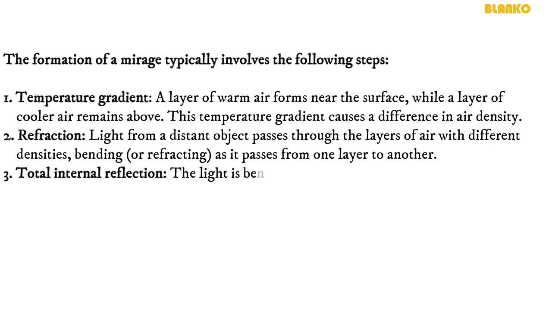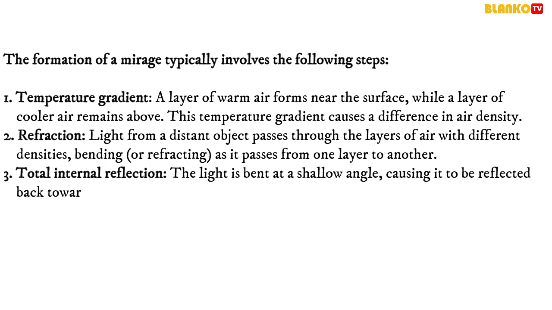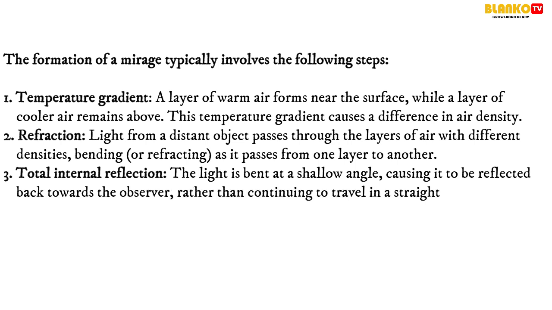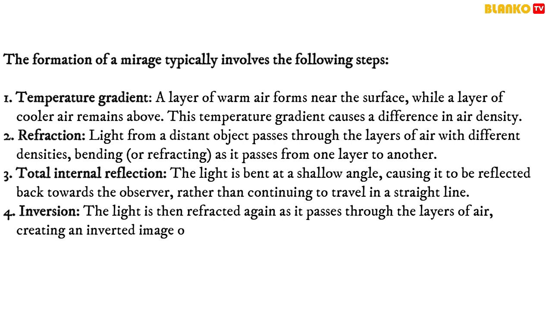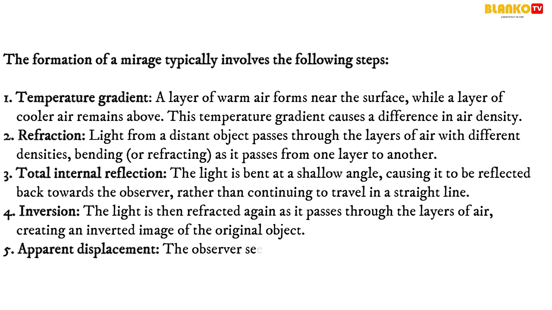3. Total internal reflection. The light is bent at a shallow angle, causing it to be reflected back towards the observer, rather than continuing to travel in a straight line. 4. Inversion. The light is then refracted again as it passes through the layers of air, creating an inverted image of the original object.